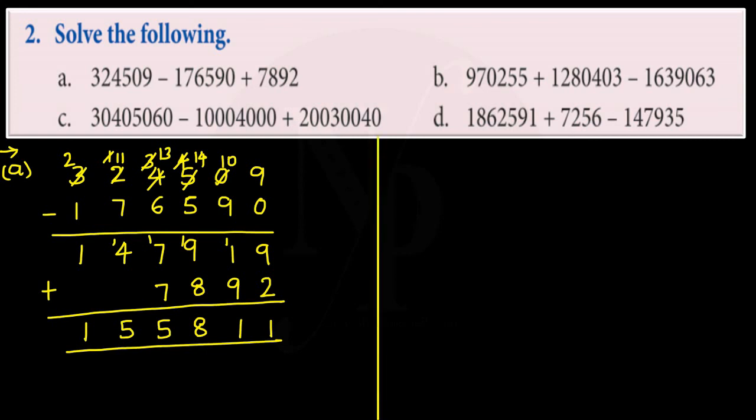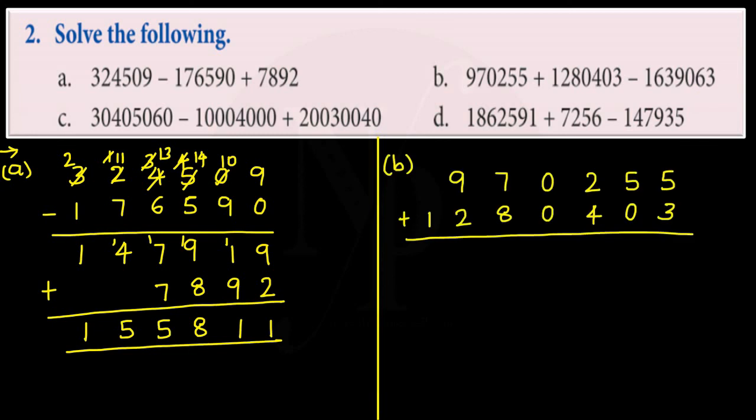Now let us solve question B. First we will add the first two numbers, and from the sum obtained we will subtract the third number given here. So here the first two numbers are written one below the other for addition. Let us add now.